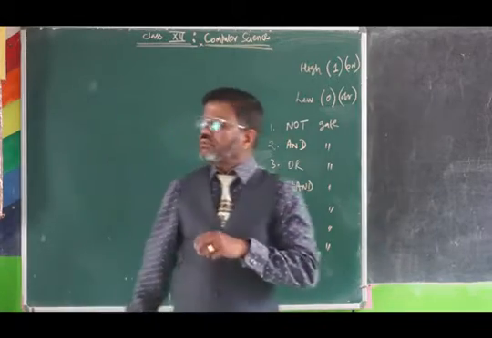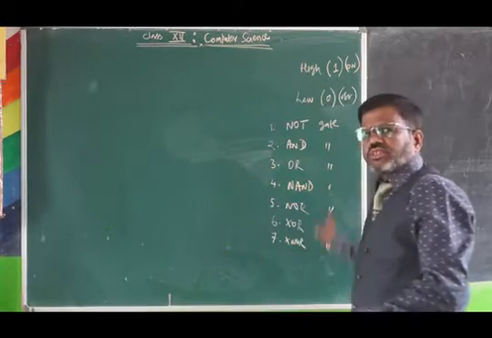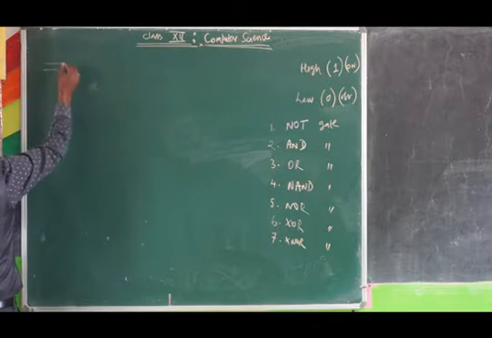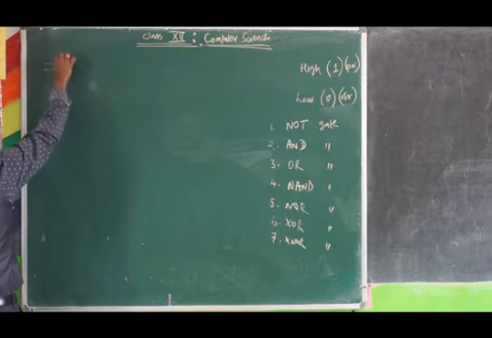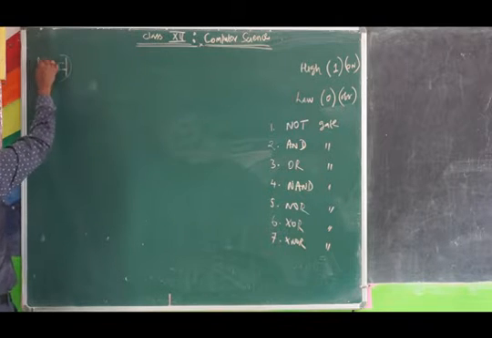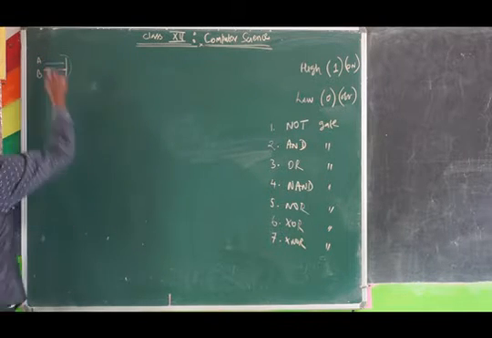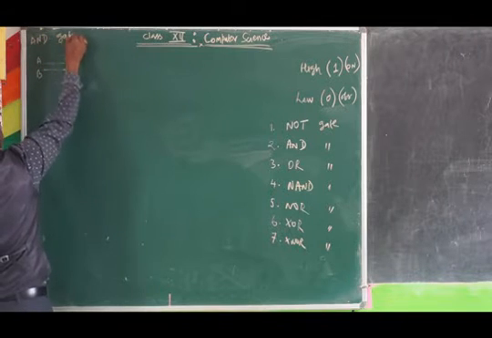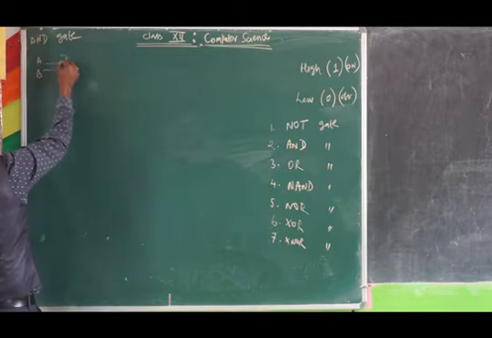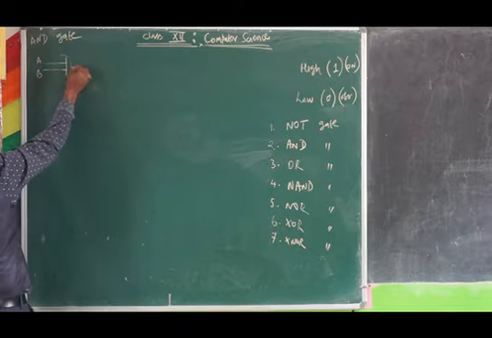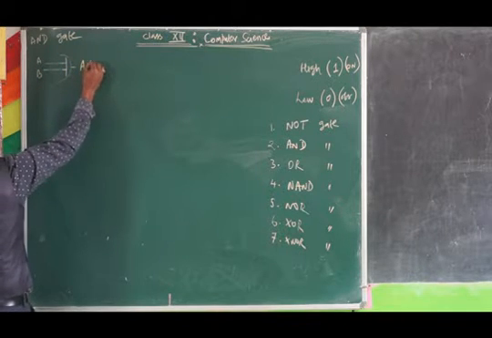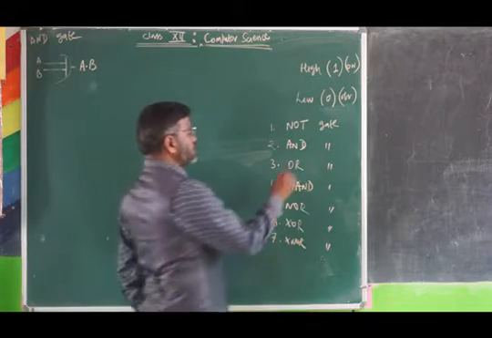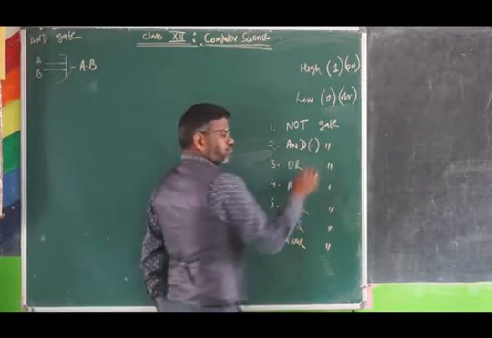Now I am going to quickly explain the 7 gates. Let me begin. The logic circuit or circuit diagram goes like this. This is called an AND gate. This is the circuit diagram of the AND gate. Here A is an input and B is an input. When it comes out, it becomes A dot B. Dot represents AND.